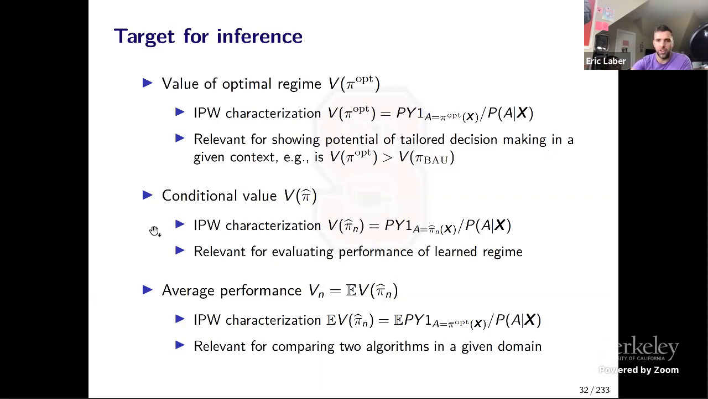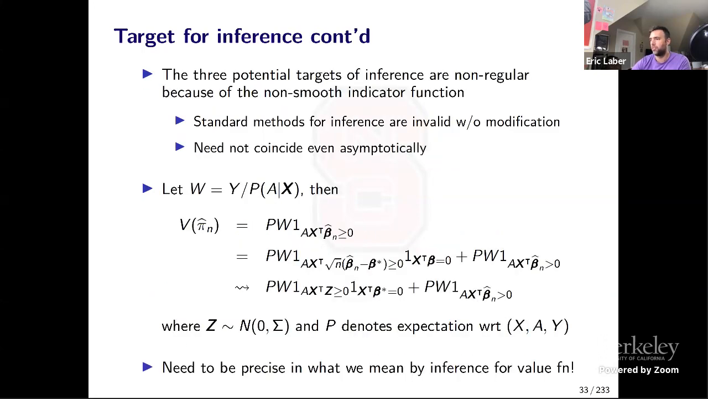Same thing happens in classification error, right? The conditional test error versus the average test error versus the Bayes error don't have to coincide no matter how large n is, which is sometimes surprising. Okay.